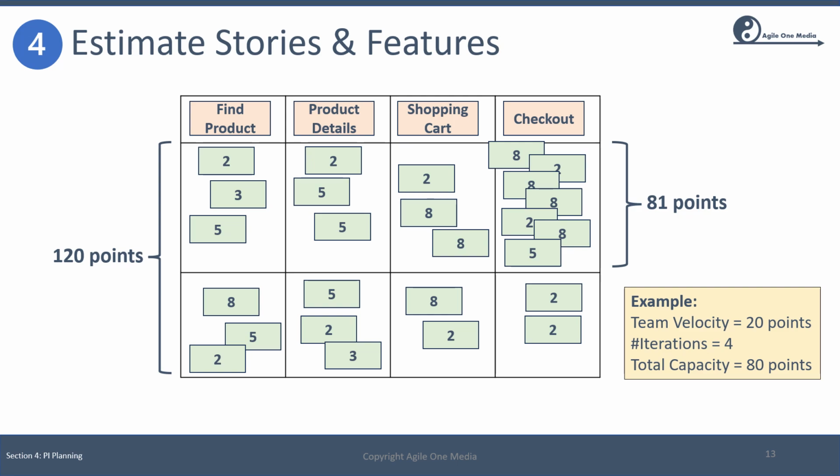In the example here, we see that we have an estimated 120 points of effort needed to create all of the stories identified. But in this example, the team's velocity is 20 points per sprint. And if we assume 4 sprints, for example, in the PI, then they should commit to only around 80 points in total. This leads us to draw a line below the highest priority stories that amount to around 80 points.